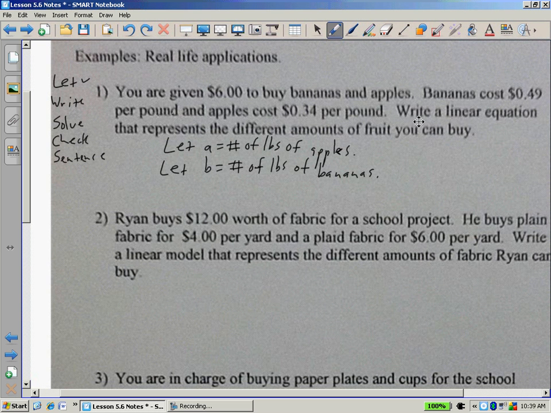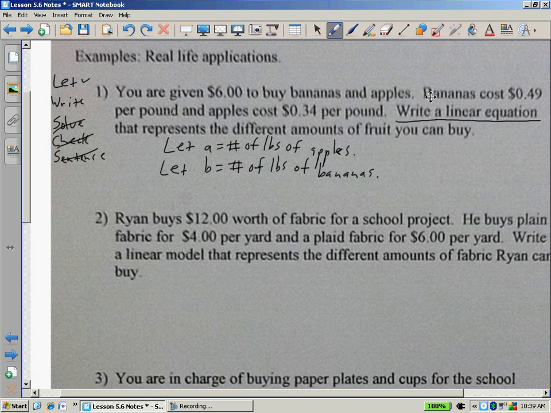Now, in this case, it actually says write a linear equation. Usually there's some kind of situation we need to solve, we need to check to make sure it's accurate, and then write a sentence about it. In this case, they only want the linear equations. We're going to get rid of these three. We do need to let the reader know what the variables represent, though. So A is number of pounds of apples, B is number of pounds of bananas.